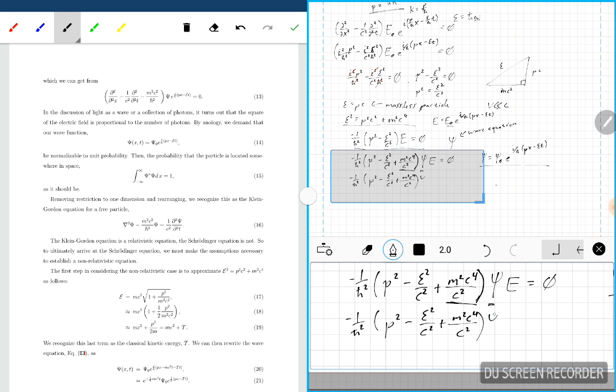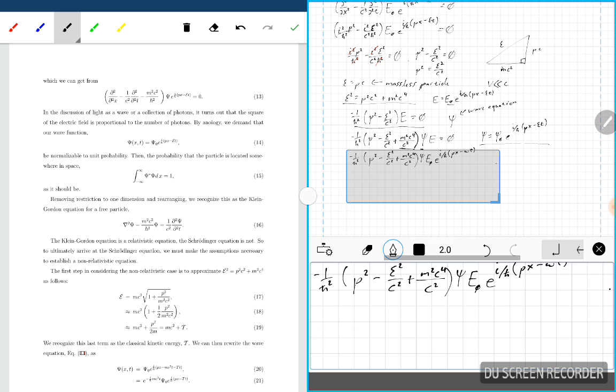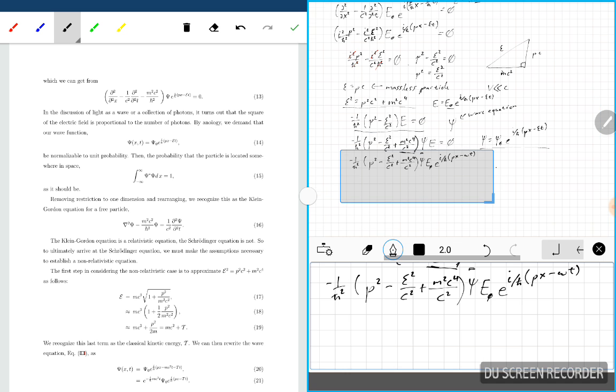Now I could, I suppose, do what they did and wrap up that E naught term into the psi naught term, but I'm just going to keep it out there. Okay, so now let's go backwards and reconstruct our derivatives.